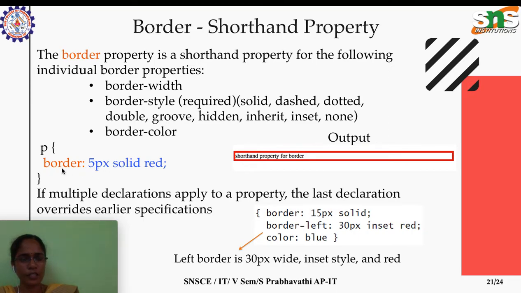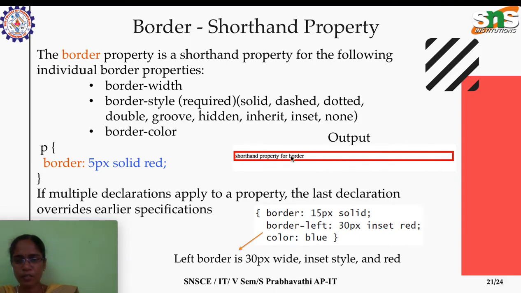So here in this example, the paragraph border should be 5 pixels solid red. That's what its output is, like this. This is the paragraph; its border is red in color, 5 pixels in thickness, and it is continuous.